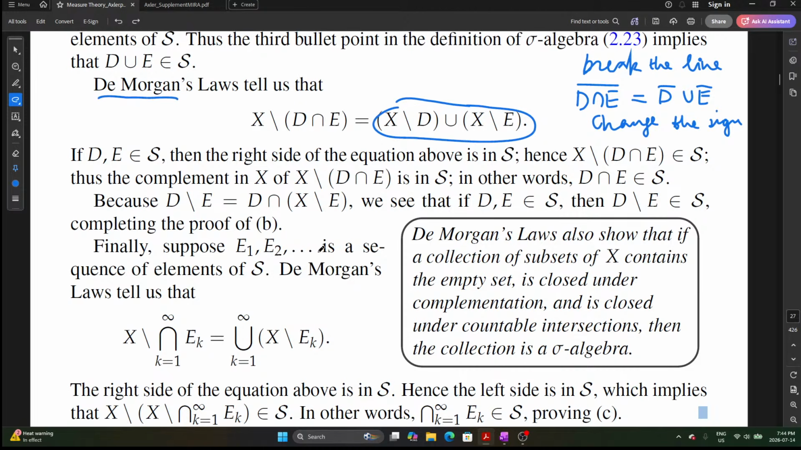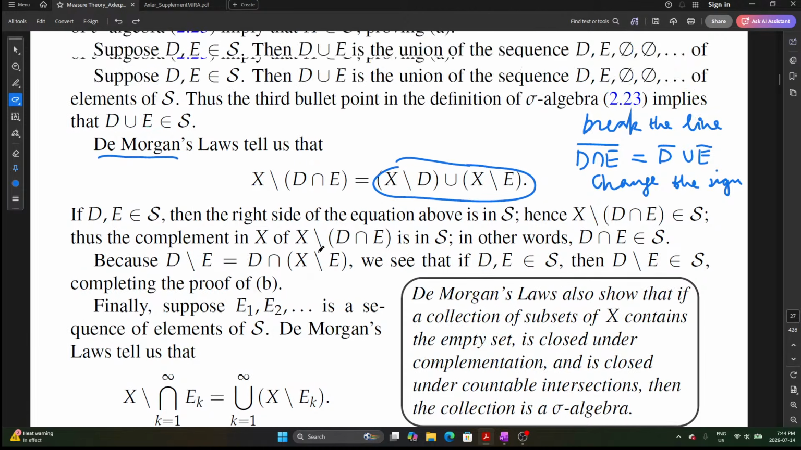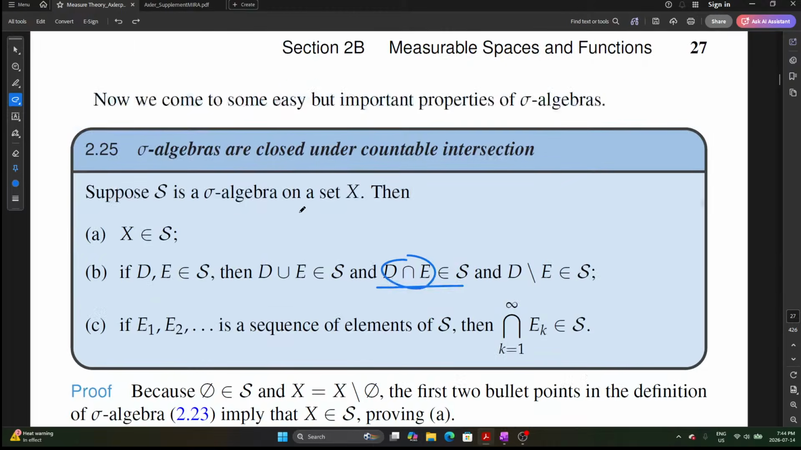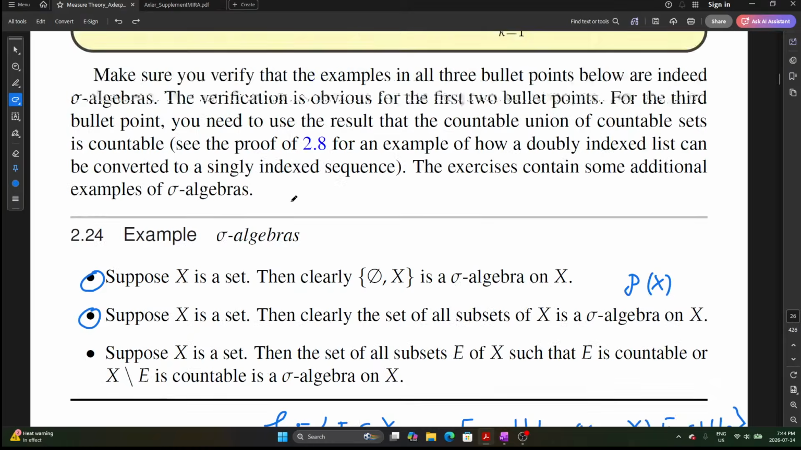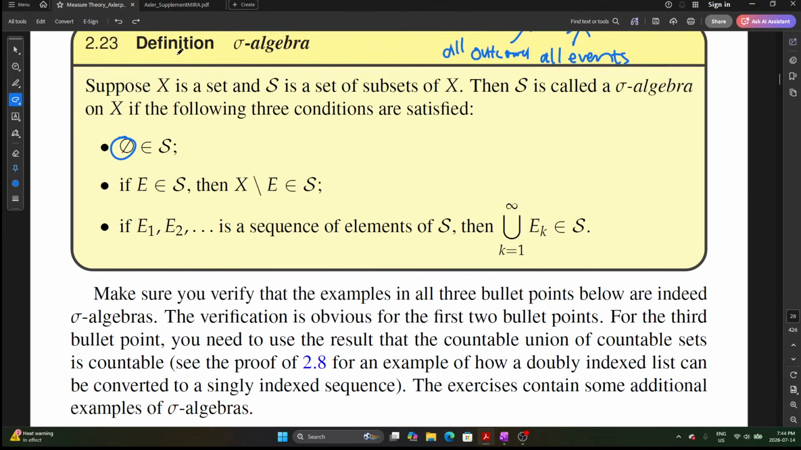In fact, I think it's a good exercise that in the definition for sigma algebra, if you swap the last bullet point to be intersection, you can prove the third bullet point. So they're equivalent formulations.